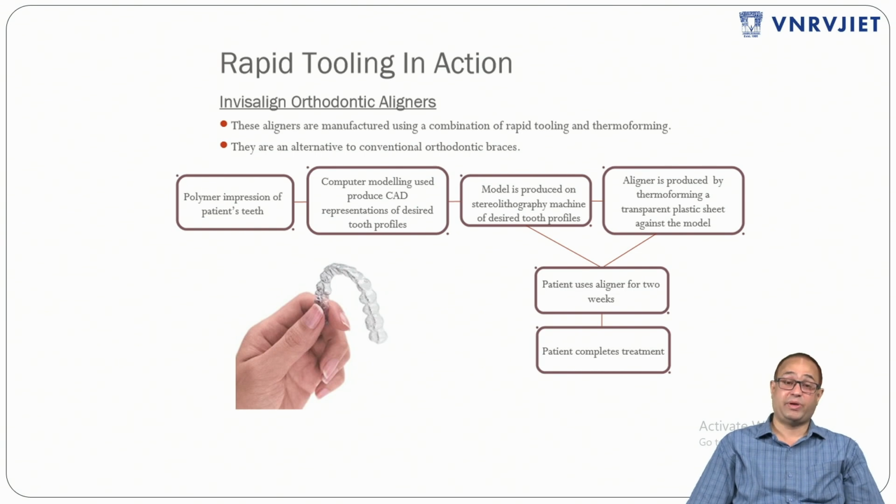So the patient-specific tooth profile impressions, along with suitable CAD modeling, are taken, and the model is produced using an SLA machine. Then the aligner is produced by thermoforming a transparent plastic sheet over the model, and the patient uses the aligner for 2 weeks, followed by the completion of the treatment. So this is where rapid tooling in action plays an important role.